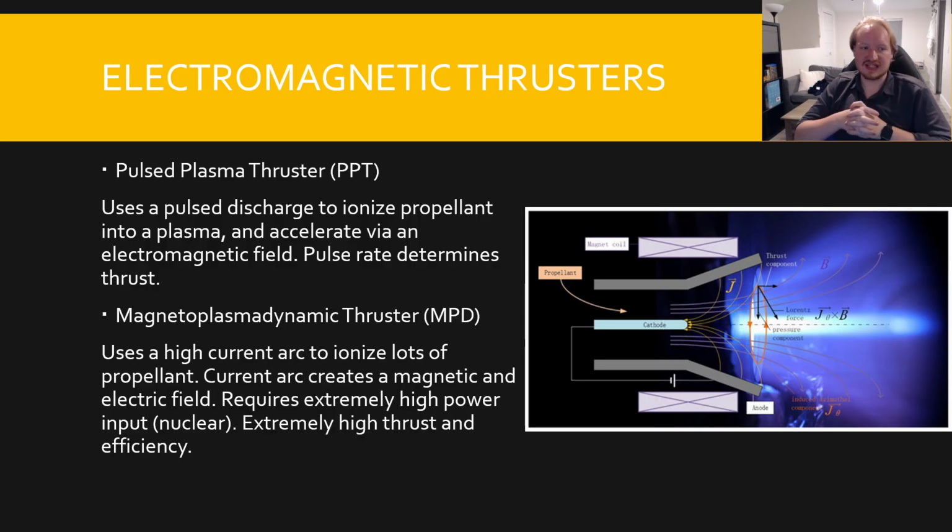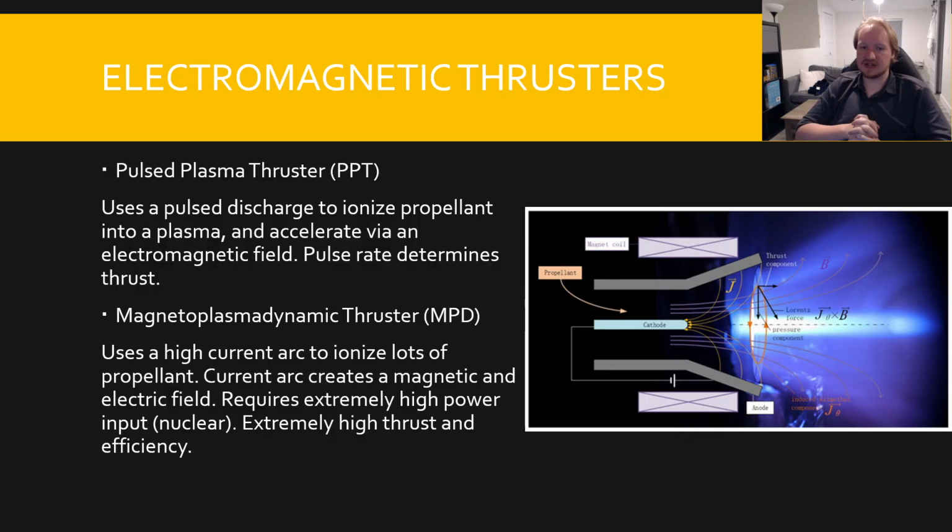The first type of these is the pulsed plasma thruster, which uses a pulsed discharge to ionize the propellant into a plasma, and then accelerates it via an applied electromagnetic field. This is a very helpful design because you can change the rate at which the pulse discharge occurs, and based on the frequency of that pulse rate, you can change your total thrust of the system. And this allows for very fine control of the system. Is very, very helpful for some of these types of applications.